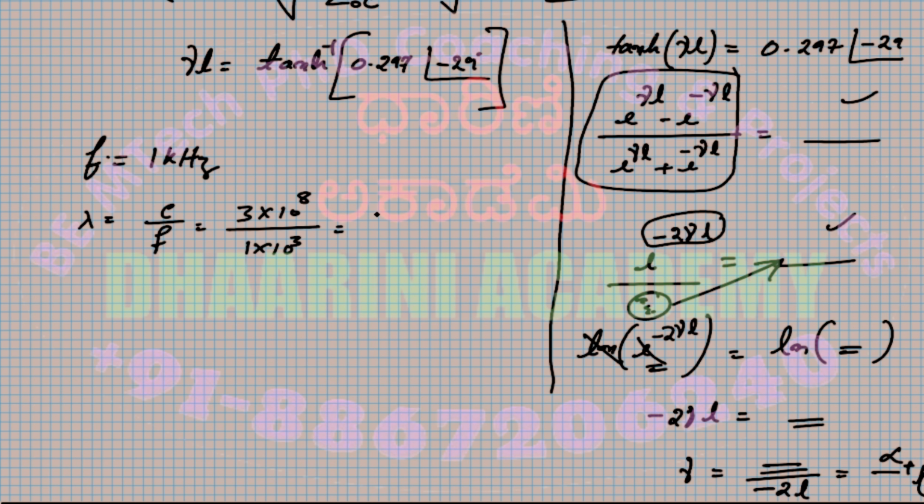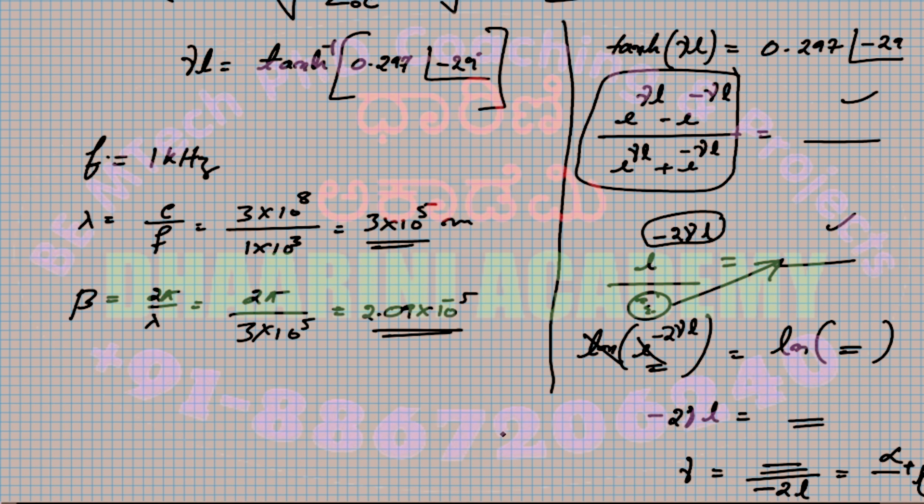Okay, that's fine. Now, what's the beta you get? Beta is equal to 2 pi by lambda. So that is 2 pi divided by 3 into 10 to the 5, which is about 10 to the minus 5. So once we know the beta, we can find the velocity. Anyway, we'll come to the velocity part later. That's one method, but I'll tell you about another method.